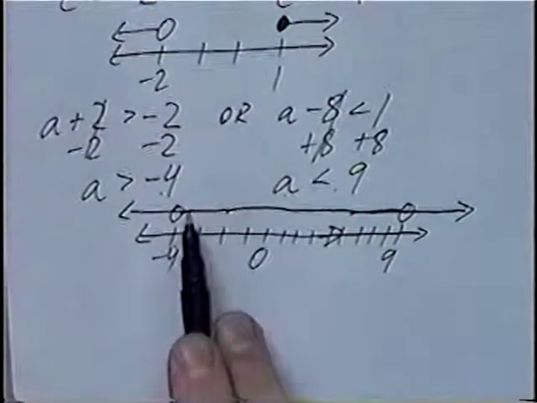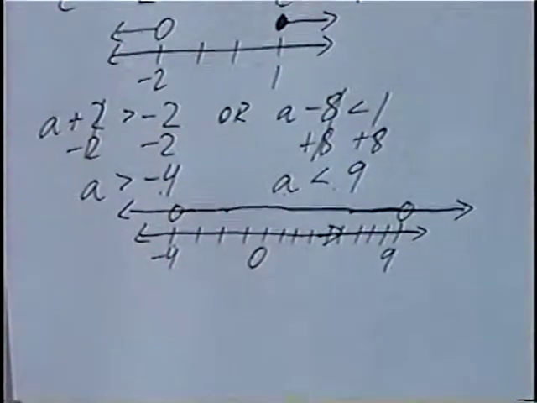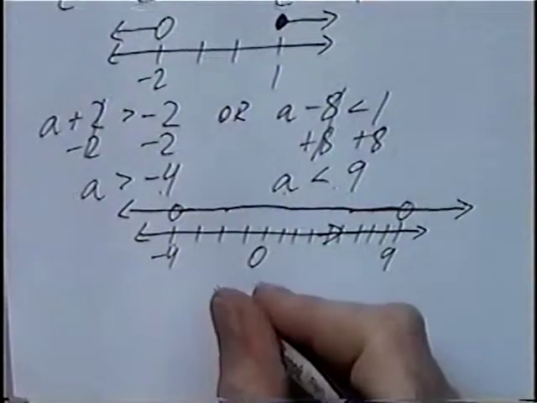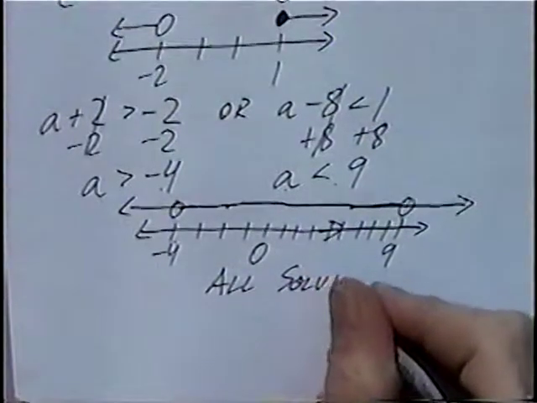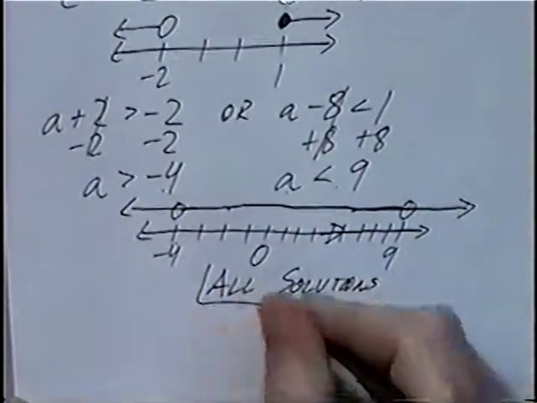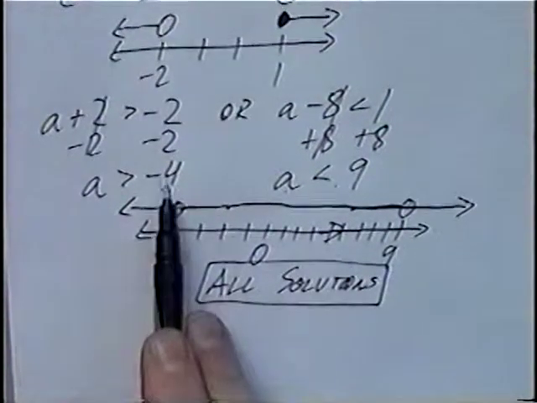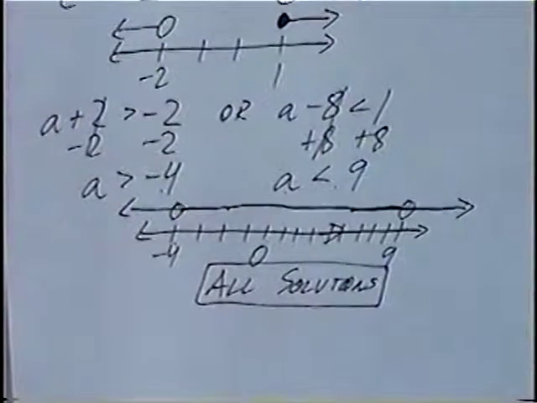So in this case, when you have the lines point towards each other, your answer could be one or the other. If they point towards each other and you have the word or, the correct answer would be all solutions. Every number on a number line is either greater than negative 4 or it's less than 9.